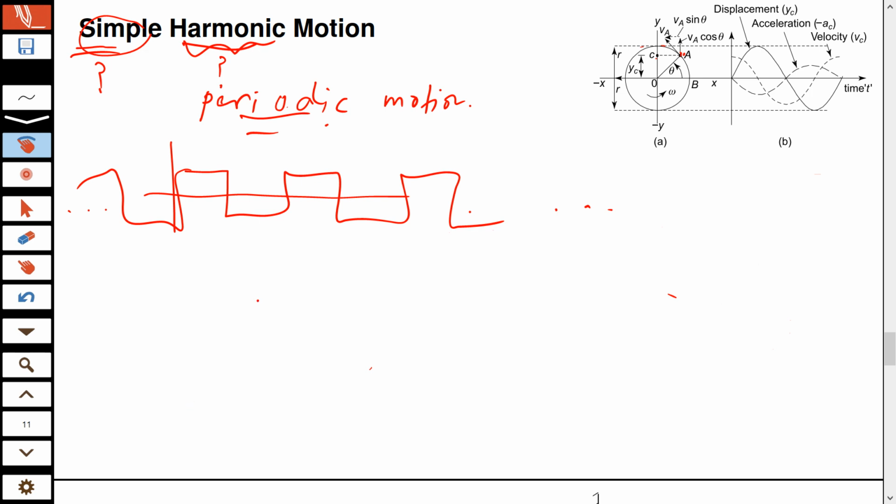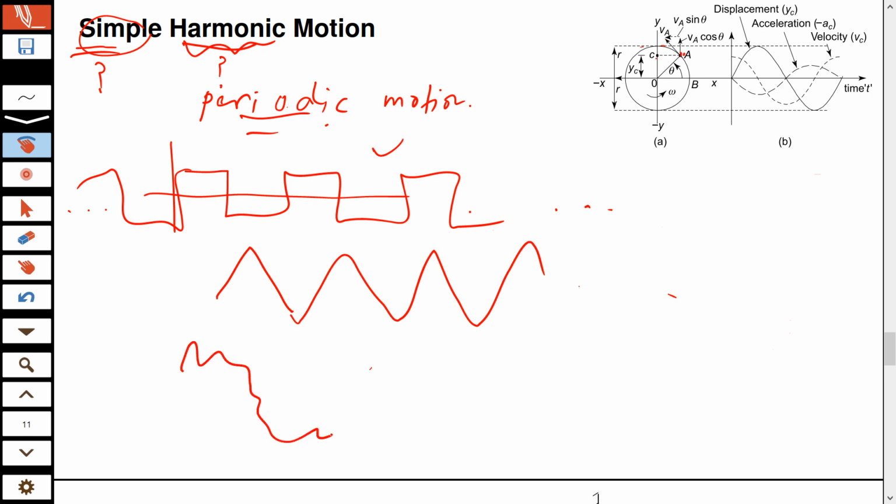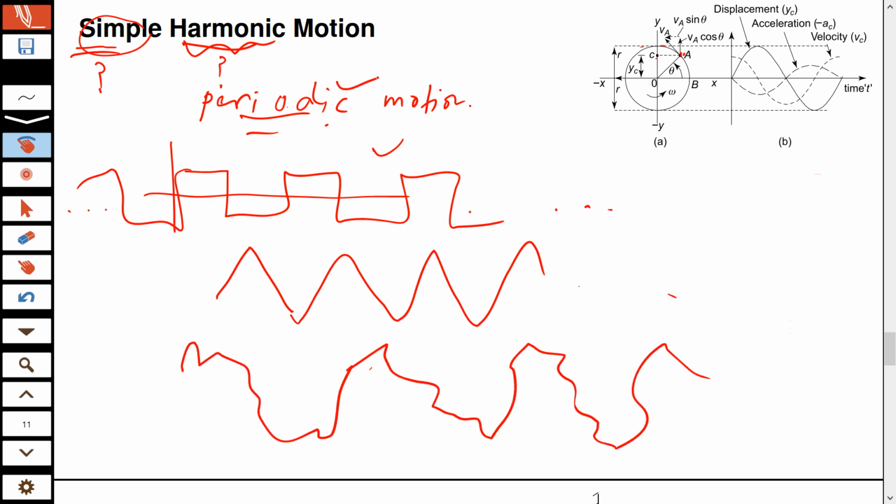Yes, sir. So you would call this harmonic motion, you cannot call this simple harmonic. Similarly, this can also happen, okay? So periodicity is not enough. We need a simple motion. And what do you mean by simple?